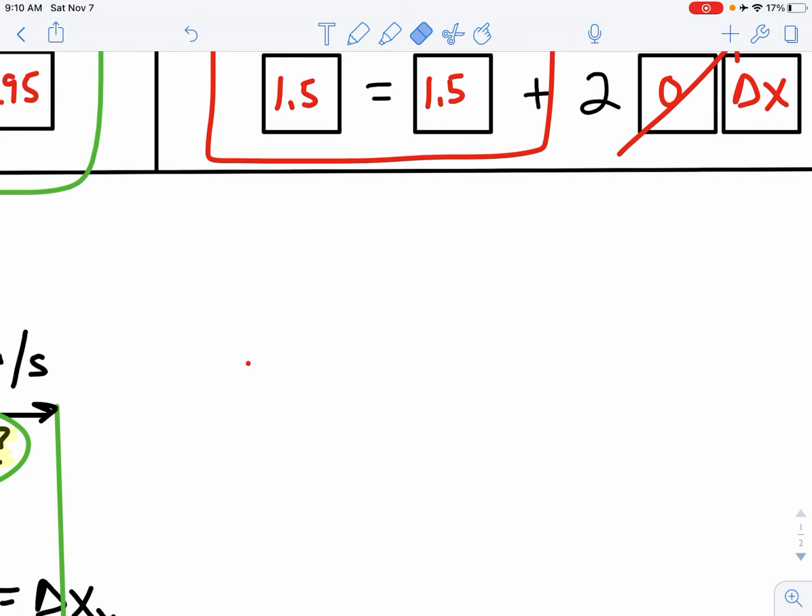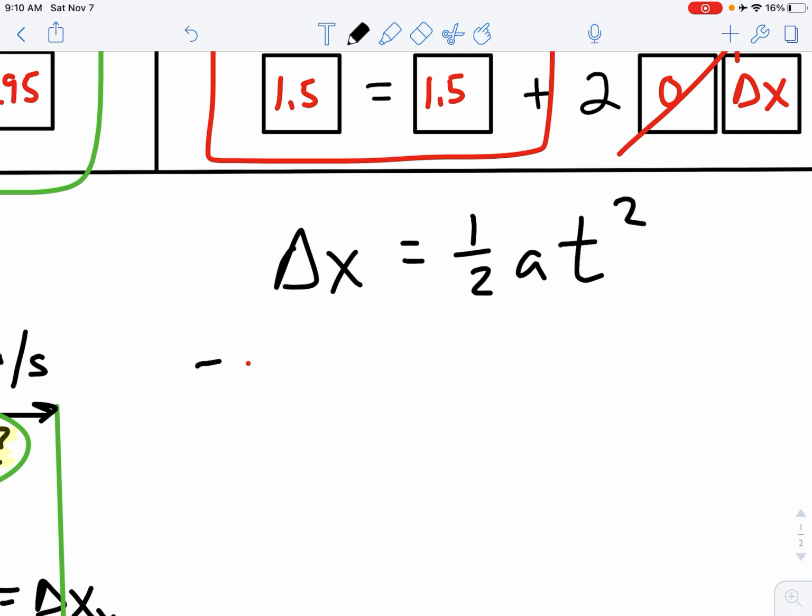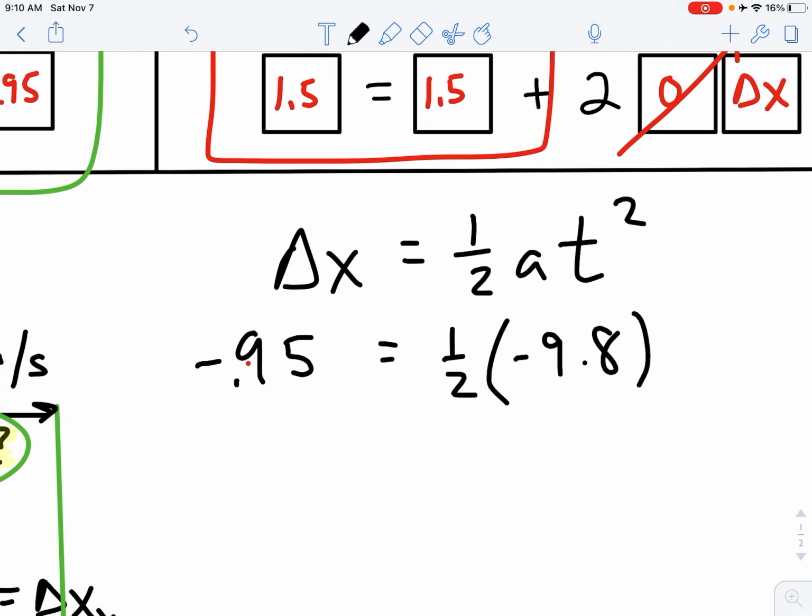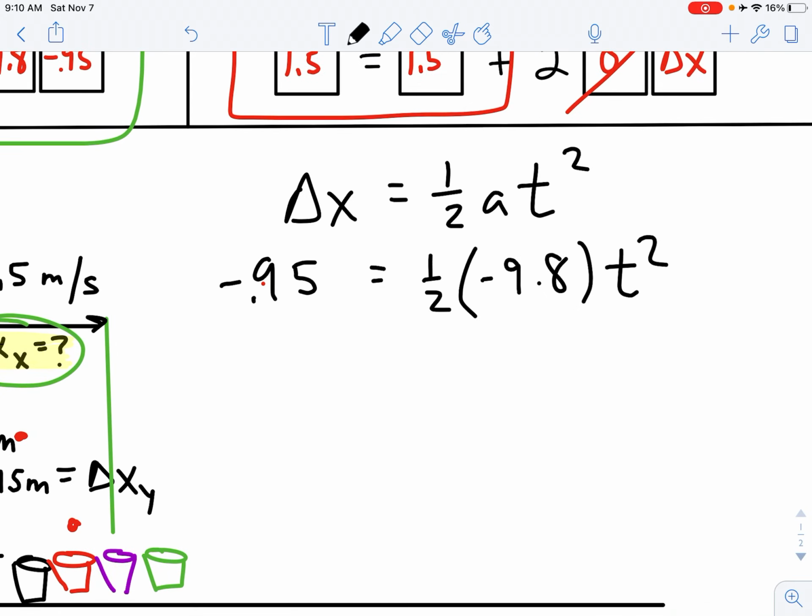So here we go. Delta x equals 1/2 at squared, and our values were negative 0.95 equals 1/2 times negative 9.8 times t squared. Okay, I'm going to save my math for the end.